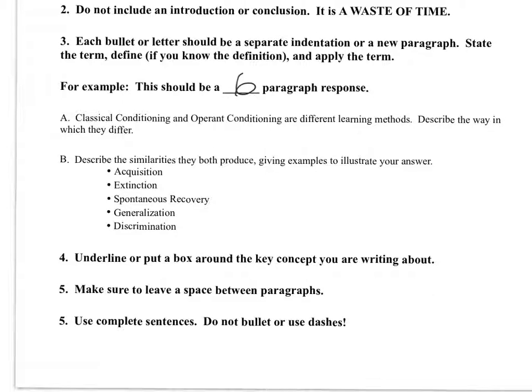Number 4, what's really important is that you underline or put a box around the key concept you are writing about. So after you indent and start a new paragraph, one thing you would do, like I mentioned before, is start off by defining the term that they're asking you to write about. And in that topic sentence, you would actually underline the word classical conditioning. You would underline or put a box around the term operant conditioning. With a new paragraph, you would underline the word acquisition. You would underline the word extinction, spontaneous recovery, generalization, discrimination, so on and so forth.